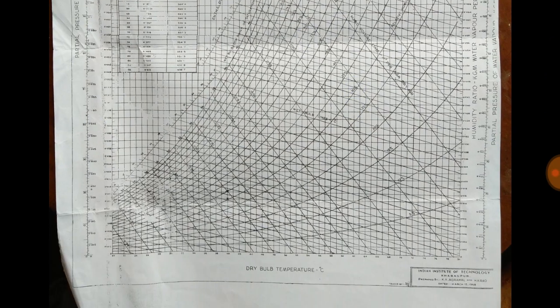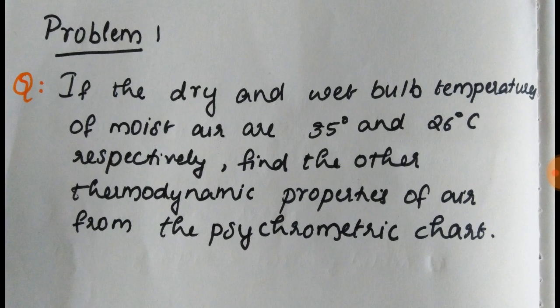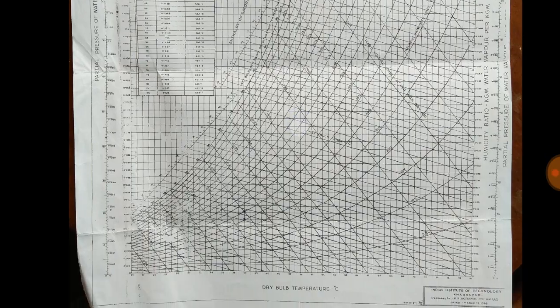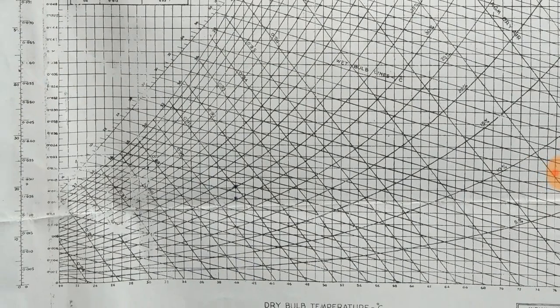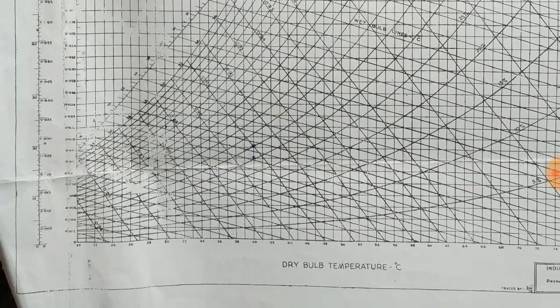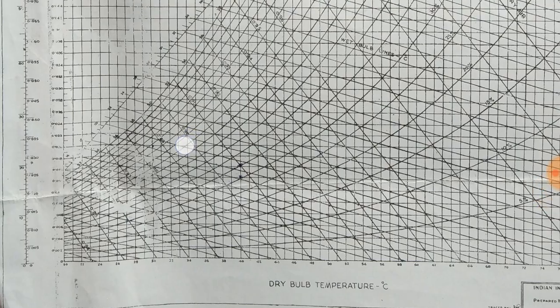So in this chart, first of all, we have to identify the condition for the question. From the question, we get that the dry and wet bulb temperatures of moist air are 35 and 26 degrees Celsius. So we have to plot the point on the psychrometric chart: the 35 degree point on the dry bulb temperature and the wet bulb temperature 26 degrees Celsius. So we'll get a point like this, that meets both the wet bulb line and dry bulb line. From this point, we have to identify the relative humidity, enthalpy, etc.